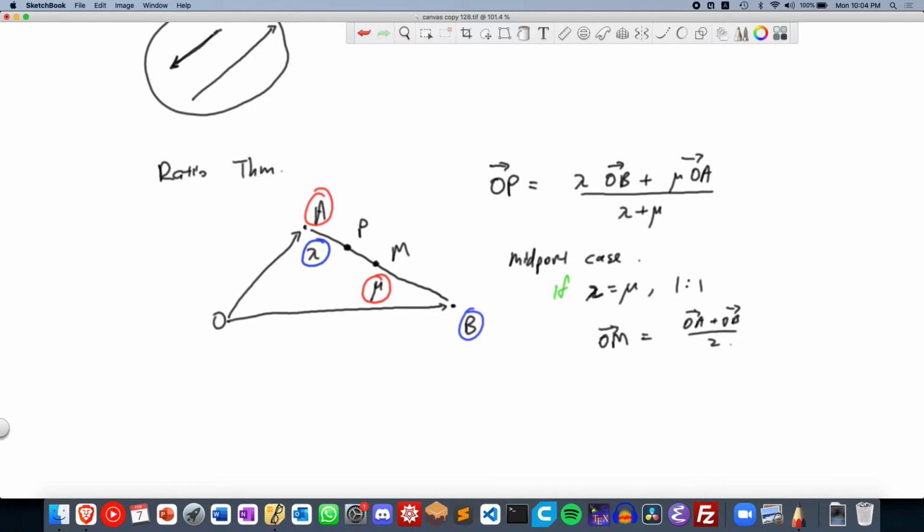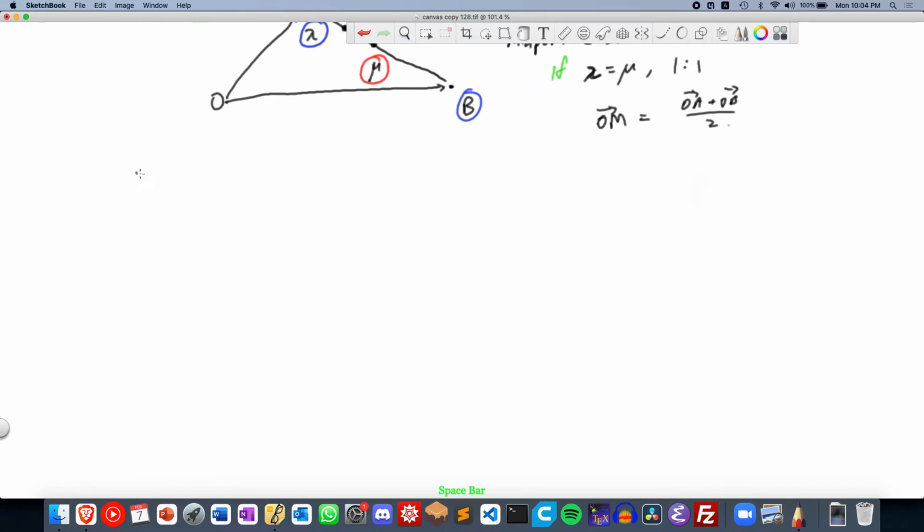There's some miscellaneous stuff that I want to mention first. Before we move on to lines, which is the next lesson, I just want to mention that sometimes you see in questions they write something like i hat plus 2j hat plus 3k hat. So what does this mean? This means that this is the vector 1, 2, 3.